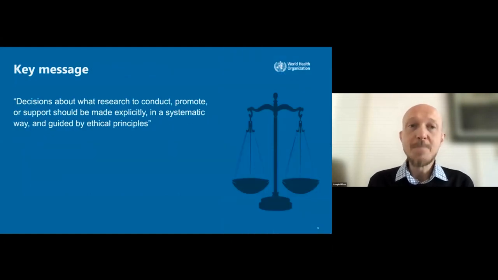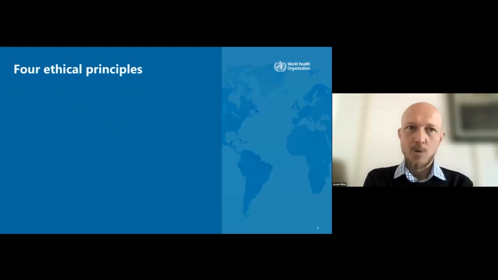As a consequence, the key message of the guidance is that decisions about what research to conduct, promote, or support should be made explicitly in a systematic way and guided by ethical principles. So that is in itself an ethical judgment, that priority setting should be done, and it should be done in a systematic way, guided by ethical principles. The guidance lays out 4 very broad ethical principles that should be used in any research priority setting process, 3 of which are substantive, 1 of which is procedural.